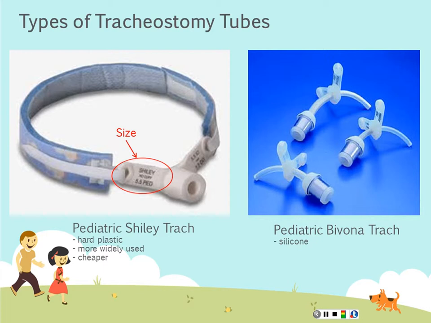and if they had a Shiley trach, they would actually occlude the end of the trach with the way they're bunched down. And the Bivona trach, if you notice, it sticks out further. And so it doesn't cause that occlusion that would happen with a Shiley trach. But you may see both in the clinical setting.